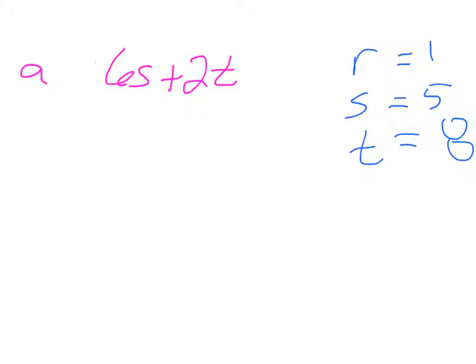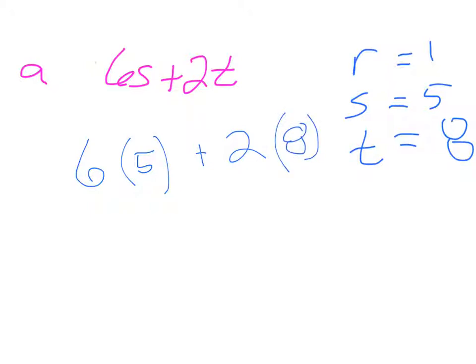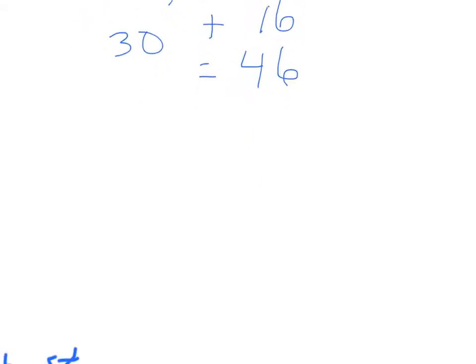Okay, so we know that r is not in this expression, so we're going to write 6 times s, which equals 5, put that in parentheses, plus 2 times t, which equals 8. So 6 times 5 is 30. 8 times 2 is 16. 16 plus 30 is, not 3, excuse me, it's 46. Okay, good job. Moving on to the next one.